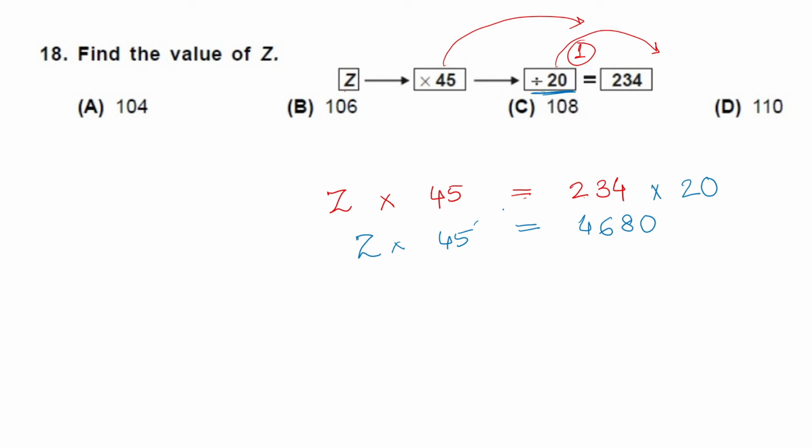So z times 45 is this. Now when I want to move my 45, what will happen? Well, z is left here and multiplication will become division. So 4680 divided by 45. So let's divide this. When we divide this, we get 104. So the right value of z is option A, which is 104.